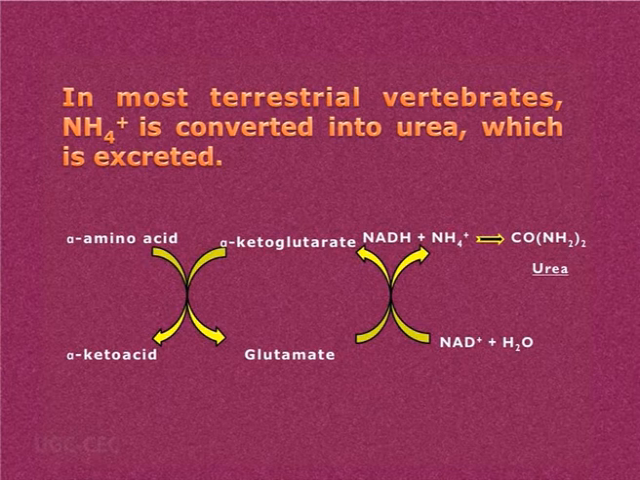Let me explain this diagram to you. From the alpha amino acid, the amino group is transferred to alpha ketoglutarate, which after accepting the amino group is converted to glutamate, which is then deaminated with the release of ammonia utilizing the coenzyme NAD+. This ammonia is then converted to urea, which is then excreted.